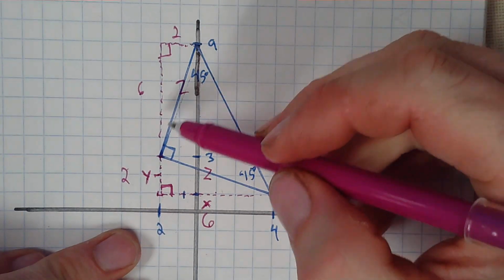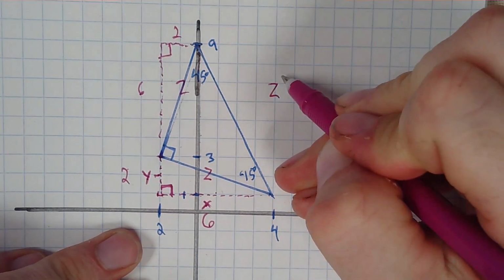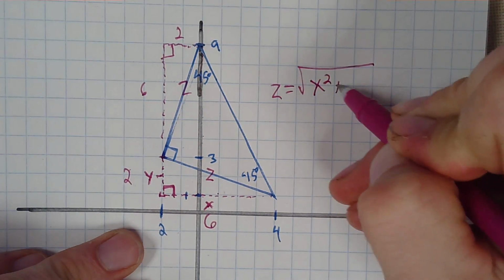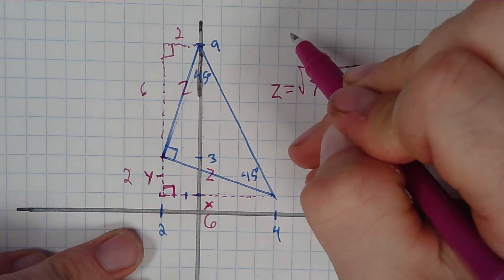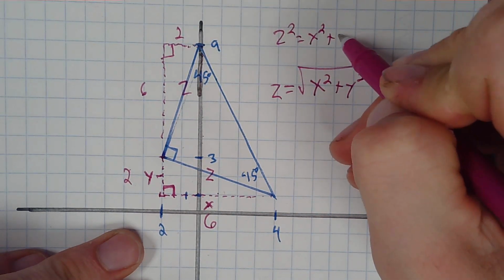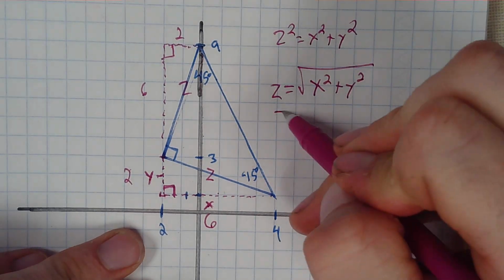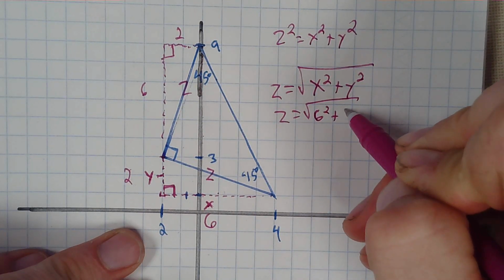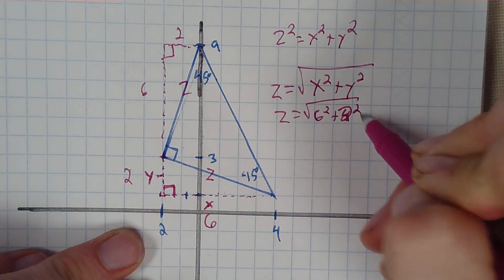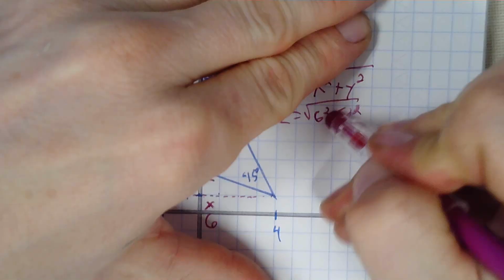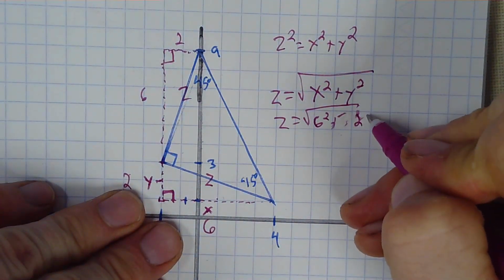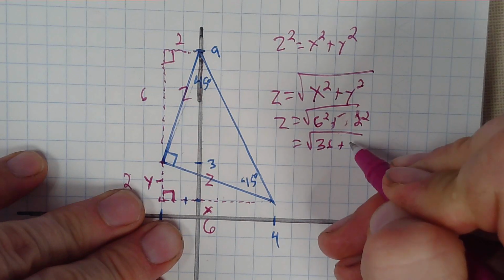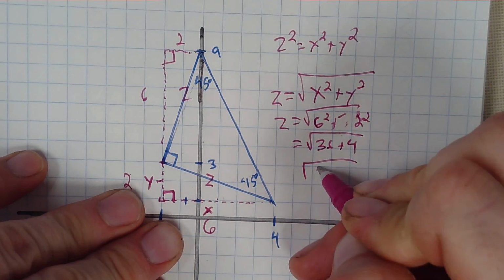Okay, so how do I figure out z? Well, my Pythagorean theorem says that z equals the square root of x squared plus y squared. Technically, it's z squared equals x squared plus y squared, but this is how you solve for z. So z equals the square root of 6 squared plus 2 squared. Clean that up. z equals the square root of 36 plus 4, so it equals the square root of 40.